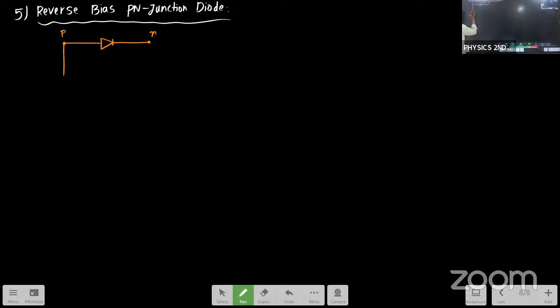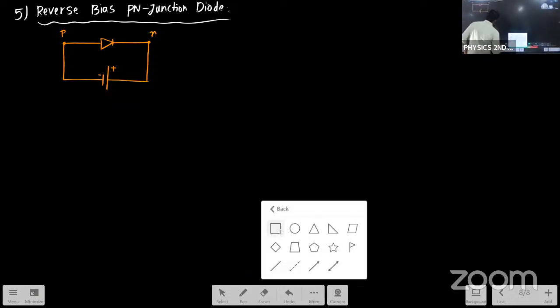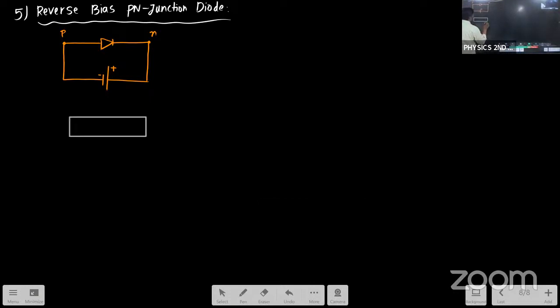When the P terminal of a PN junction diode is connected to the low potential of the battery, and the N terminal of the diode is connected to the high potential of the battery, this type of arrangement is called what? Reverse bias PN junction diode. So let us see what will happen to the width of the depletion region in case of a reverse bias PN junction diode.